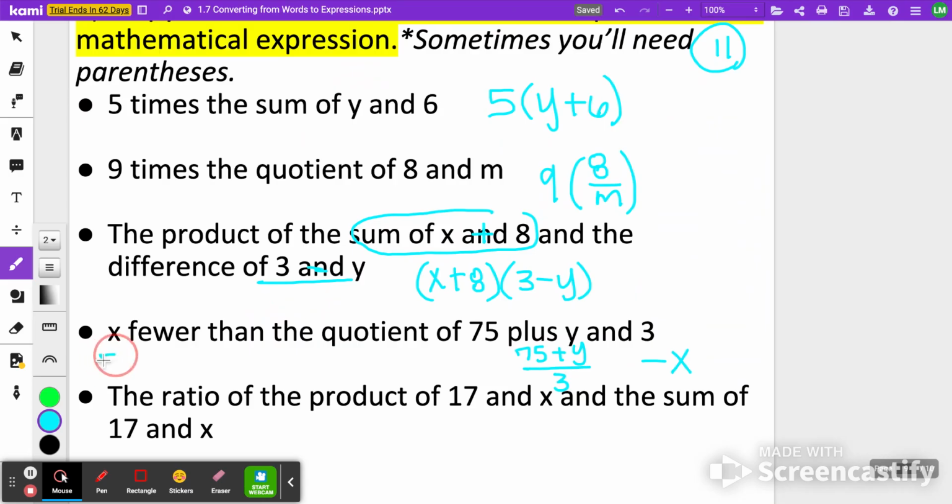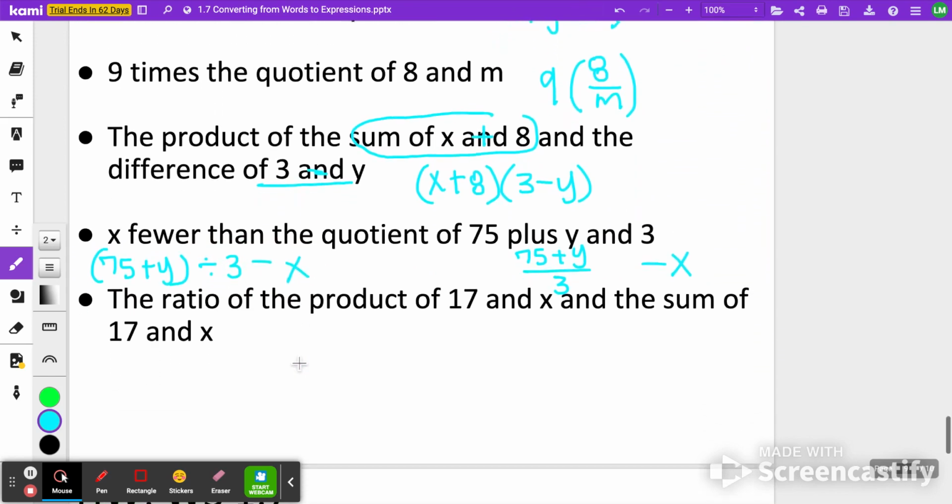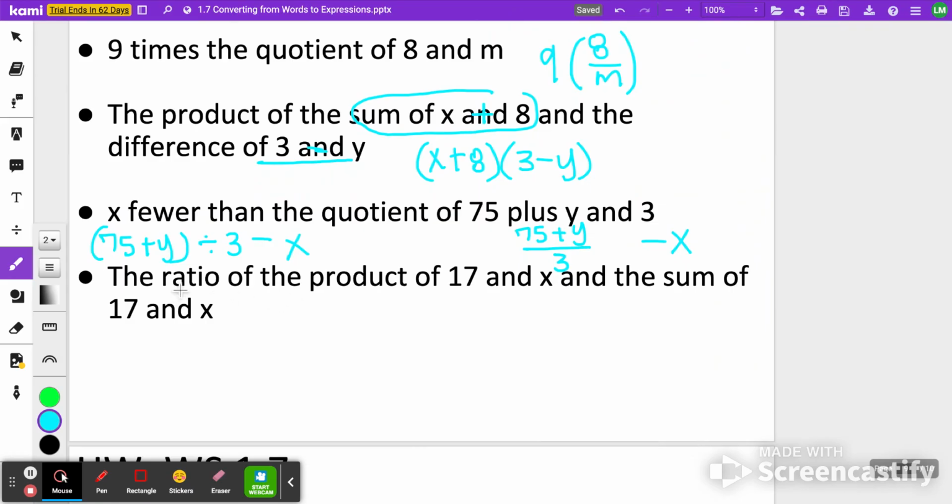If you wanted to, you could also write it like this. 75 plus y is in parentheses, then divide by 3, then subtract x. Our last example, the ratio, again means to divide, of the product of 17 and x, so there's 17x, and the sum of 17 and x, so 17 plus x would be on the bottom. If you wanted to write it with parentheses, 17x divided by parentheses, 17 plus x.